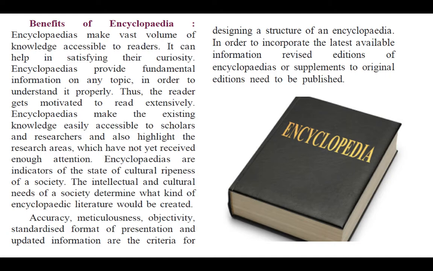Accuracy. Okay, what is accuracy? To be correct. Meticulousness, attention to detail. Objectivity, without having any bias, no partiality. Standardized format of presentation and updated information are the criteria for designing the structure of an encyclopedia. In order to incorporate the latest available information, revised editions of encyclopedias or supplements to original editions need to be published. So, an encyclopedia has to keep revising itself, updating itself with the latest information.